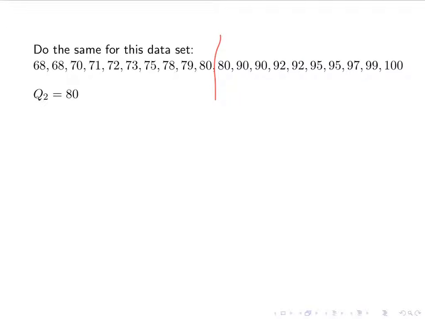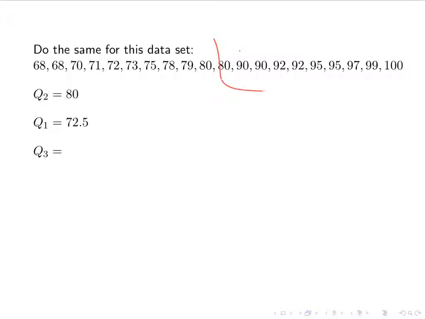So again, that splits up our values. Half are bigger or equal to 80 and half are smaller or equal to 80. So for Q1, we're going to look at this half of the data set, and there are 10 values there. So we cut that in half. Again, we get an integer, 5, so we look at the mean of the 5th and 6th values, which are 72 and 73. And the midpoint of those is 72.5.